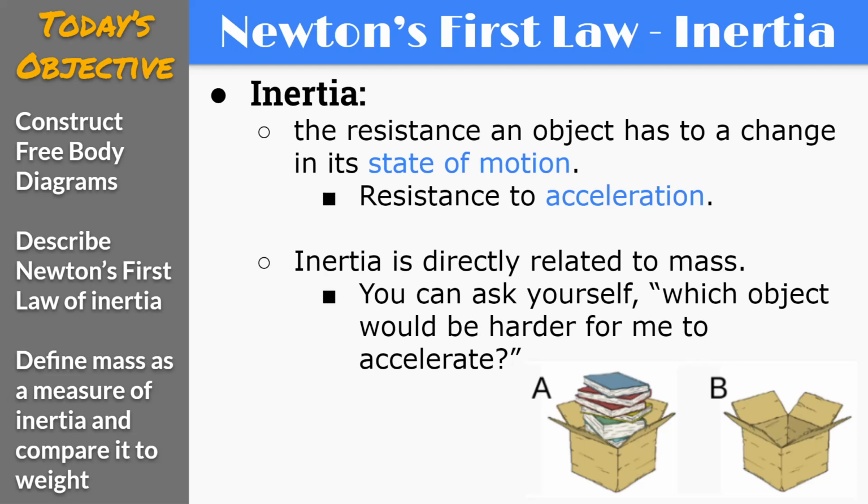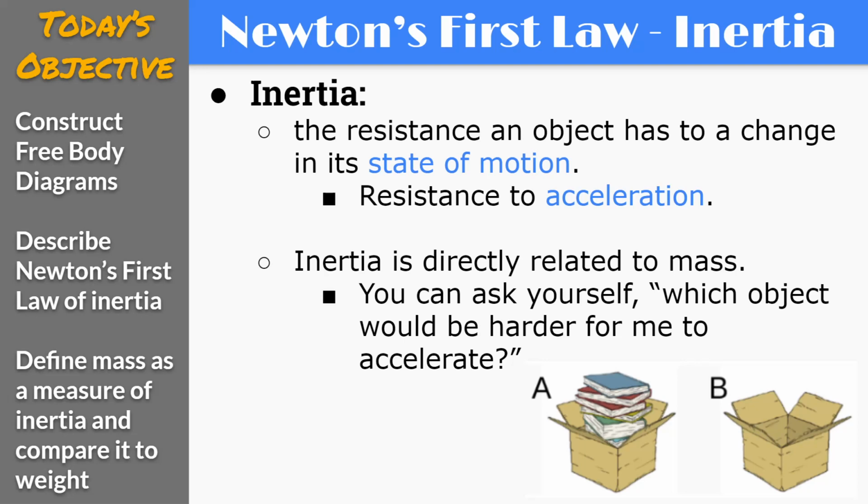And so the inertia that an object has is directly related to its mass. The resistance or tendency to resist acceleration is going to be related to the mass of the object. And so to illustrate that further, there's a couple of pictures up on my screen. It says you can ask yourself which object would be harder for me to accelerate. So there's two boxes, A and B. A is a box full of books. B is an empty box. Which one would be harder to accelerate?